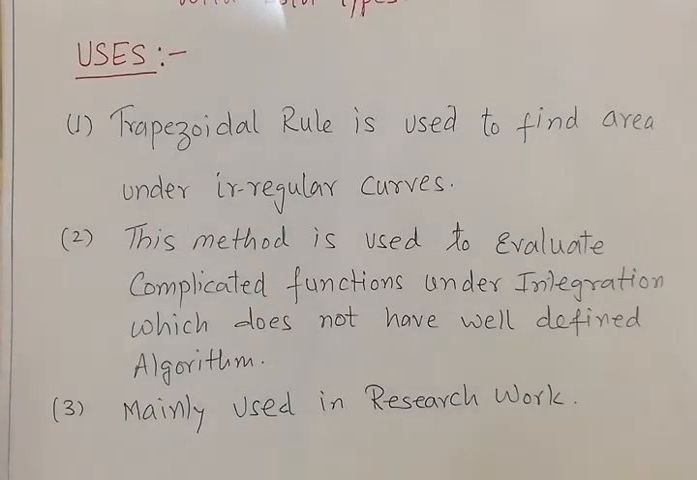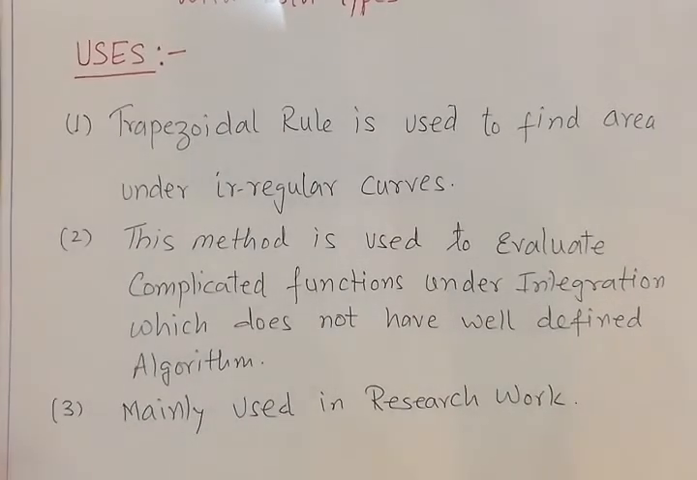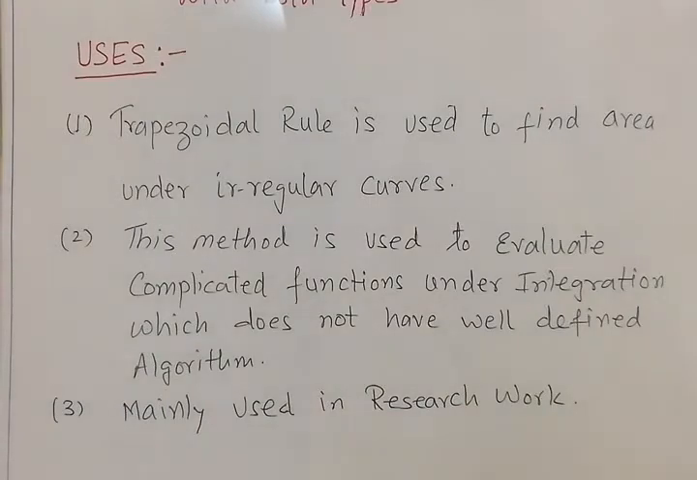This way it helps. The second point is, the method is used to evaluate complicated functions under integration which do not have well-defined algorithms. What does it mean? There are some typical functions which are not able to be integrated. So in that case, we find its numerical solution which is approximately equal to the exact value. The numerical methods never give you the exact value. They give you an approximate value of the integration.